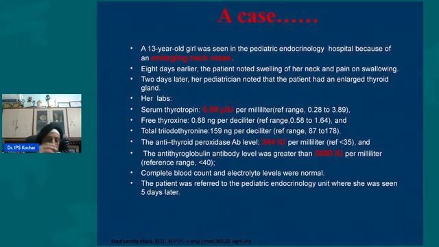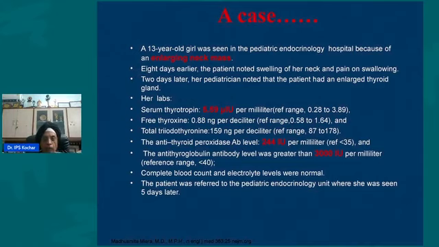So these positive thyroid antibodies with a high TSH and an enlarged neck mass show that we must start treating this. The complete blood count and electrolytes were normal.